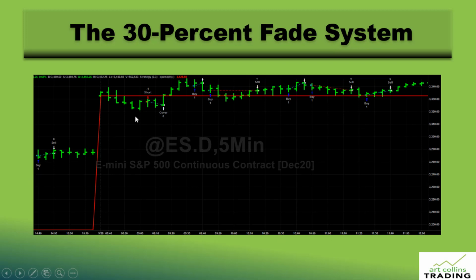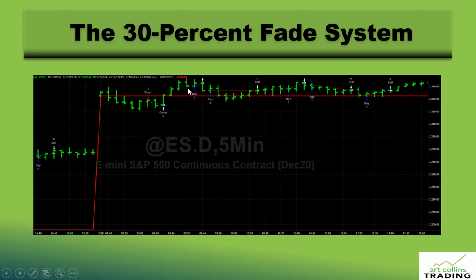So it's called a 30% fade because you're getting short off of up bars and long off down ones. You see here, first of all, following my cardinal rule that you're not taking any longs underneath the daily open. You're not taking any shorts above it. All right, so that's the first qualifier. The second one is you're entering shorts on up bars. The up bar has got to be at least 30% of the average 3-day range, counting that bar, okay?